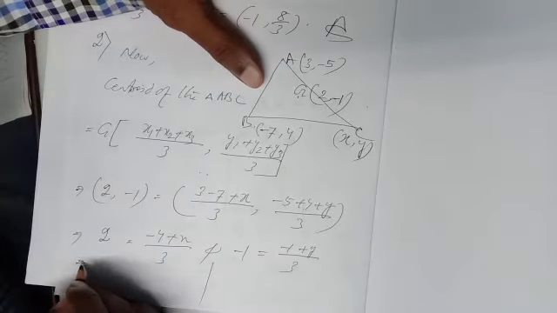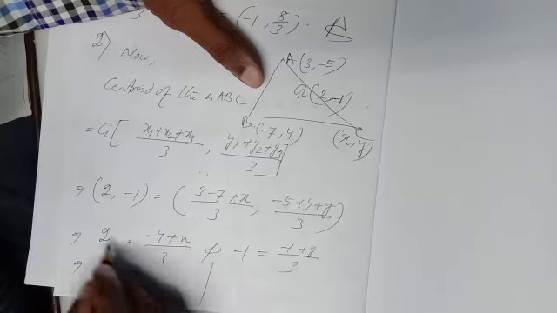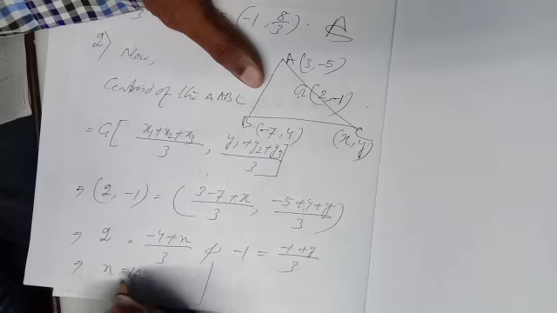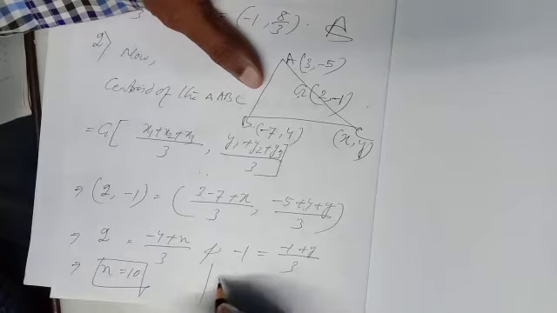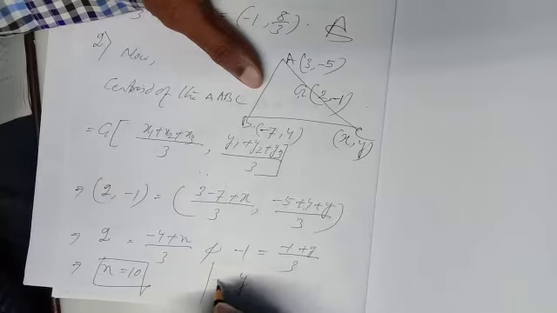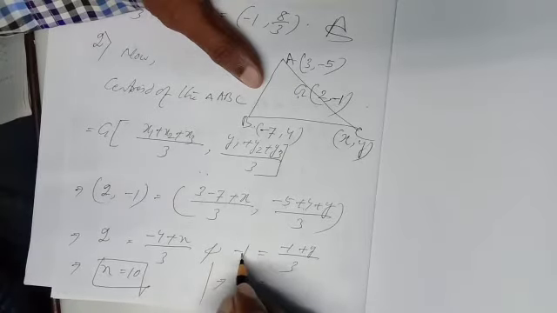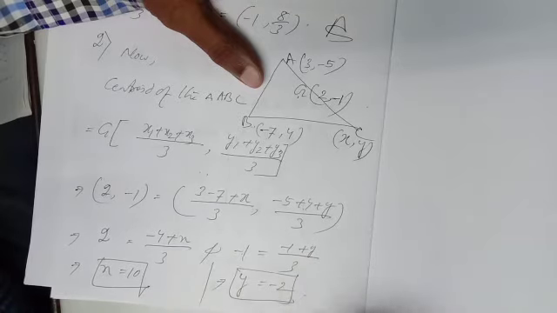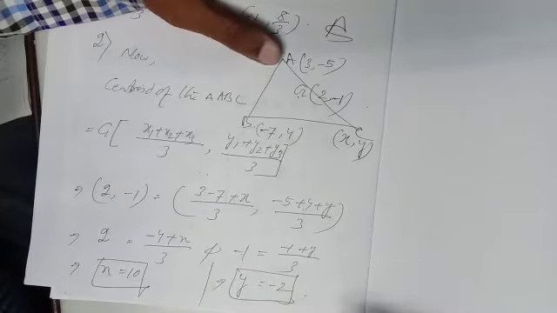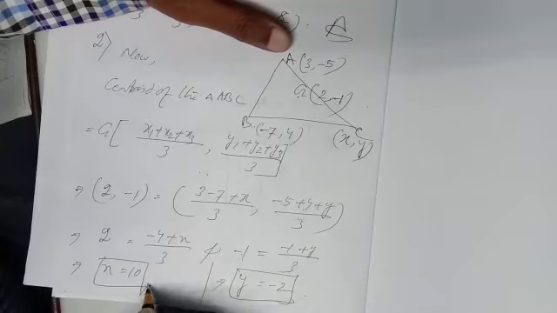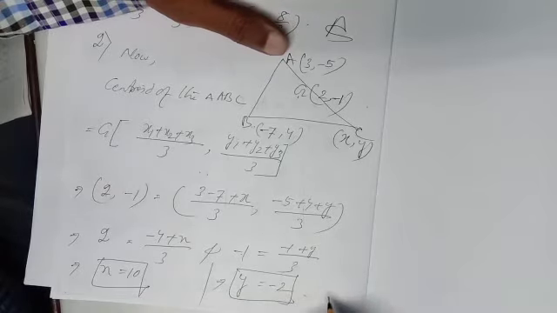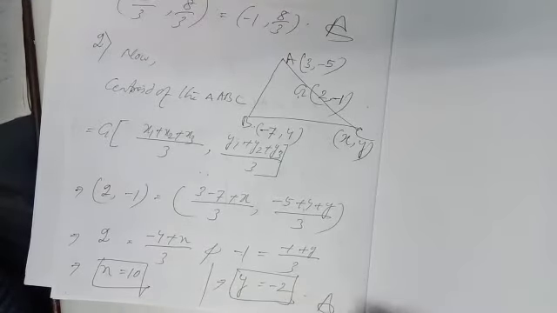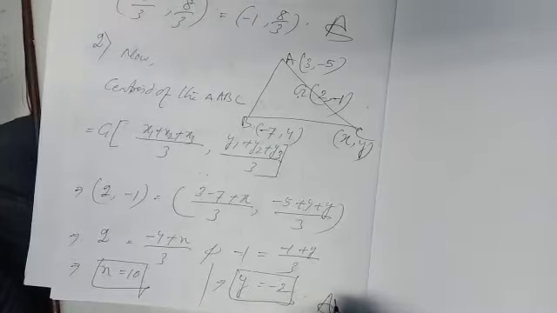What are you getting here? The x will be how much? 6 plus 4, 10, that means x is equal to 10, and y will be how much? -3 plus 1, that is -2. Therefore the third vertex of the triangle will be 10, -2. Okay, this is the answer of number 2. Let us go to the next one.